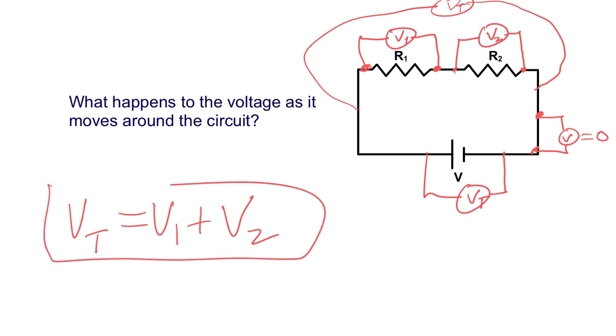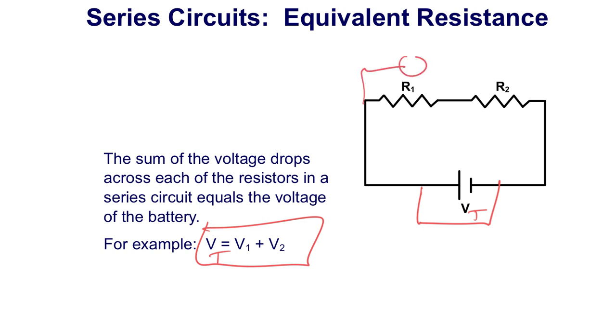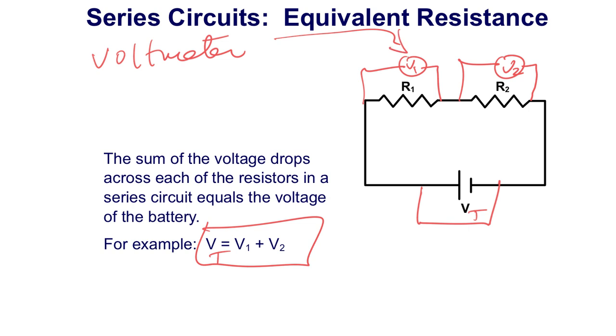So this is true for series. I'm just talking about series circuits, where the resistors are wired only in series. So there's that equation where VT is the voltage reading over the first one plus the voltage reading over the second one. This is called a voltmeter. A voltmeter is the device I'm drawing right there. We'll use one in lab.